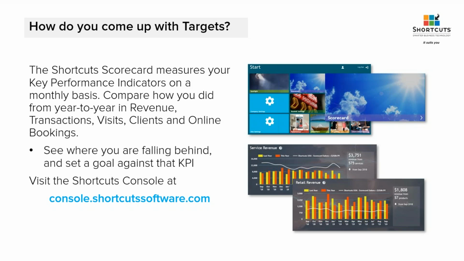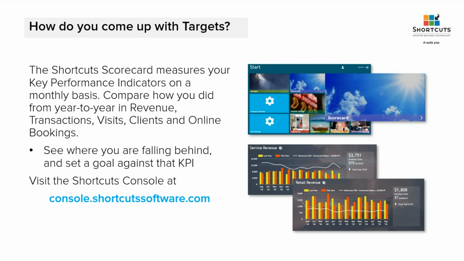So as an owner, as a manager, you need to start coming up with targets for your business and targets for your staff. So the best place to get started is actually in the console. So in the console, you have something called the scorecard. And the scorecard reviews your business from month to month and even year to year on key performance indicators, your KPIs. And these are on very specific sections that are important for your business.